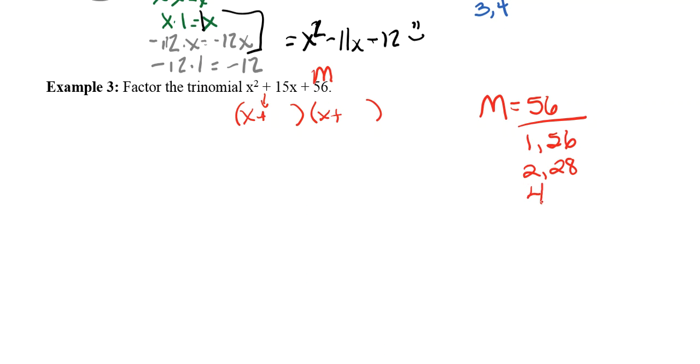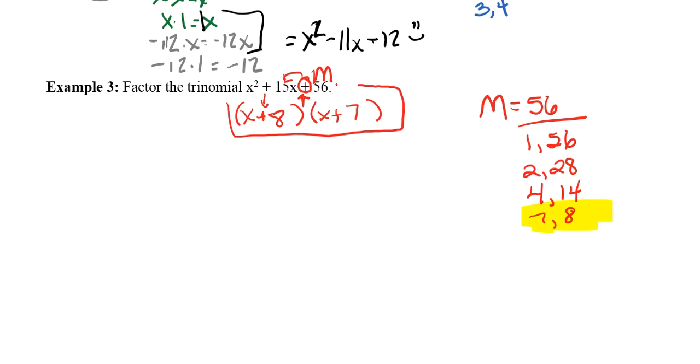3 won't work, 4 will work, it's 4 and 14, 5 doesn't work, 6 does not work, 7 is 7 and 8, 7 times 8 is 56, and that's it. Okay, so I know what multiplies to 56. Now notice this time the sign in front of your number is a plus, so we're going to add to 15. So which pair adds to 15? Well, that's 8 and 7. So 8 and 7 add to 15. I'm going to put the large number in the front and the smaller number in the back. So I think this is my answer.